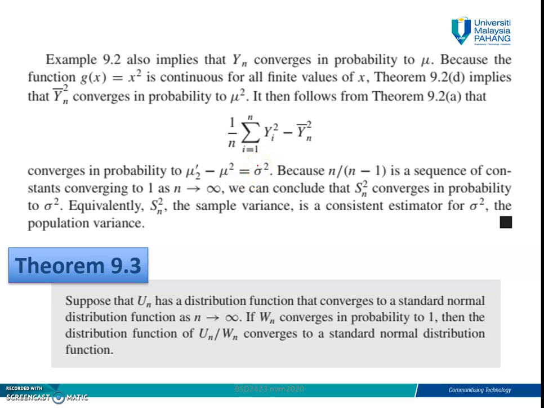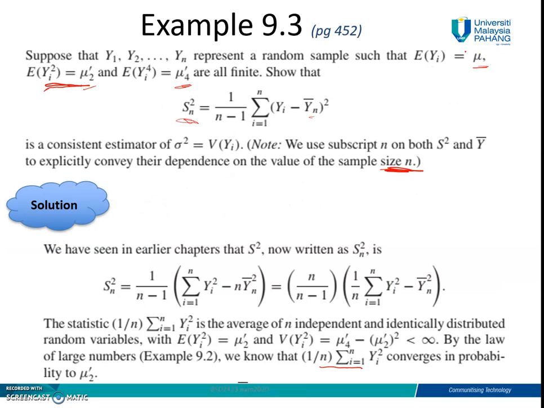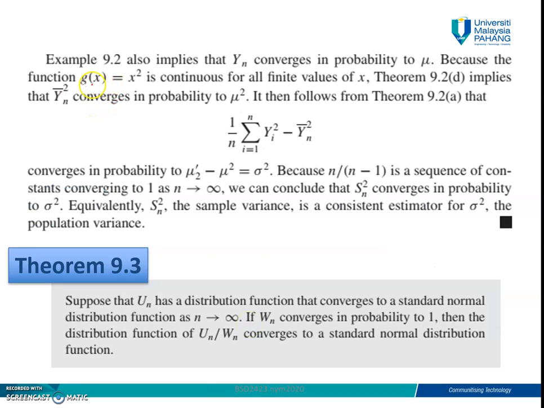Maybe it's quite too fast, but you can see that from here we have this one, and from here we have this summation, y bar. So this one is g(x), which is x squared. This is an average of n independent identically distributed variables. And then you can see here that the expectation of y_i squared is mu prime 2, so that's why you will have this one.